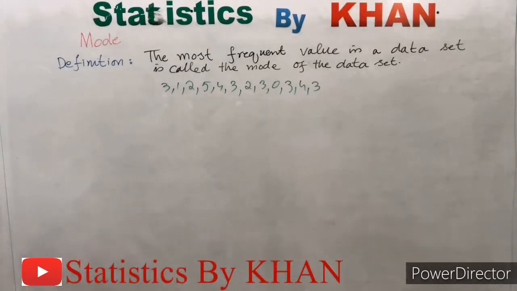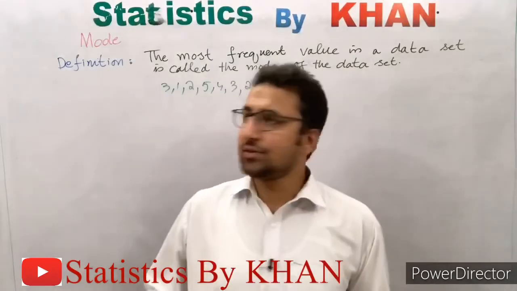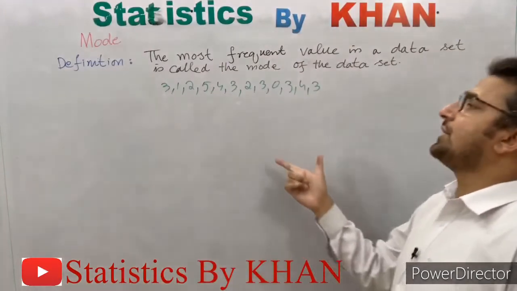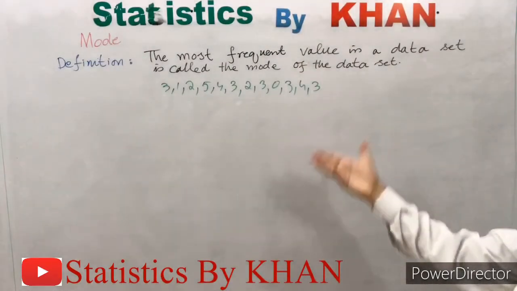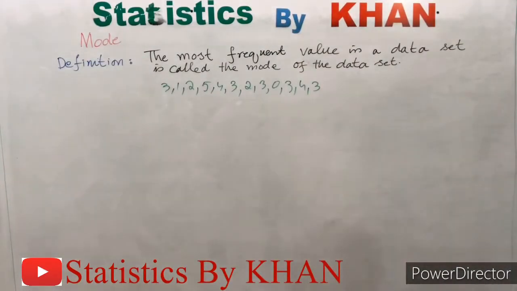So mode can be determined simply by counting in case of individual data. So this 3 is the mode because 3 is the number in this data set which has occurred the most number of times. And by this simple way, we can determine the mode of our data set.